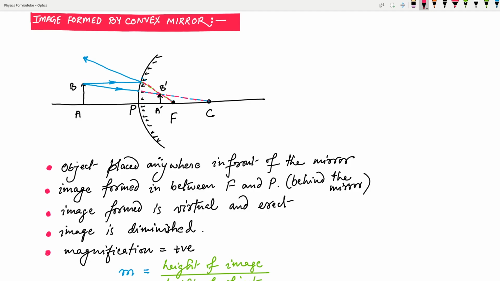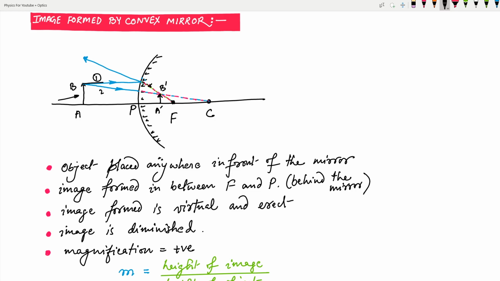Now we will see how image is formed by convex mirror. Very simple. We have taken an object AB here. Okay, now we have taken 2 rays. This is the first ray, okay, that is parallel to the principal axis. After reflection it will diverge, and if we trace it back then it will meet the focus, as you can see here.